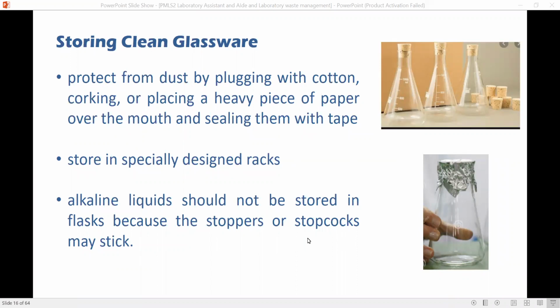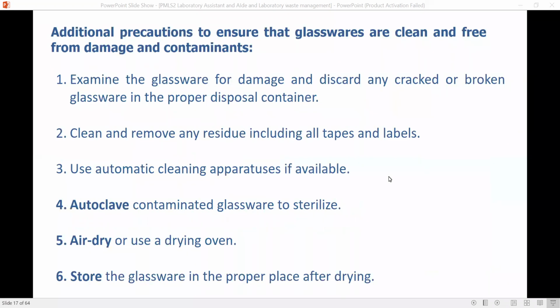And then next, storing na tayo. Na-dry na natin, so store na natin. This should be protected from dust. You have to plug this with cotton or cork. Ito yung mga cork natin. Or paper, tapos tinitape. Or you can wrap this with aluminum foil, para hindi mapasukan ng dust or dumi yung loob niya. And then store in specially designed racks. Sabi dito, alkaline liquid should not be stored in flasks daw because your stoppers or stopcocks may dumidikit doon. Okay. Next.